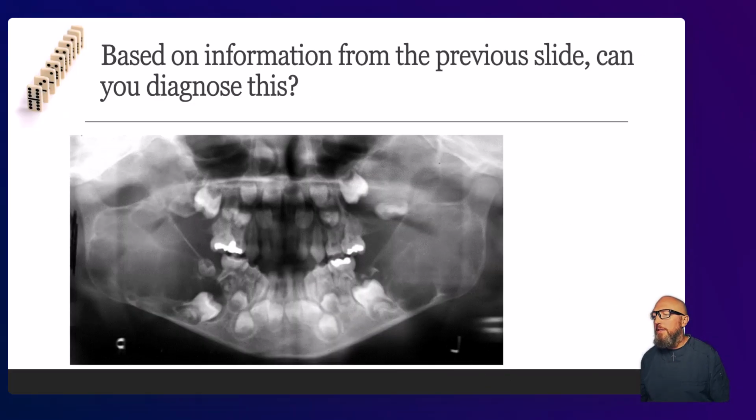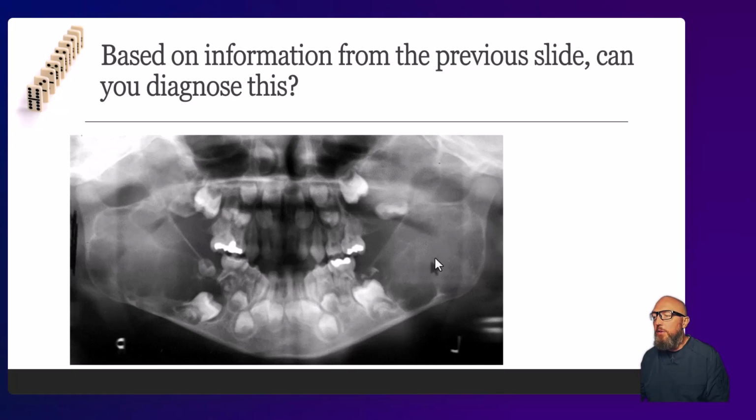We said OKCs. We saw examples where it pushed the teeth way backwards, but if something's originating from behind and pushing the teeth forward, even younger onset than basal cell nevoid, this is cherubism. And instead of multiple OKCs, this is multiple giant cell tumors. Difference with your solitary CGCG is these tend to originate more posterior.